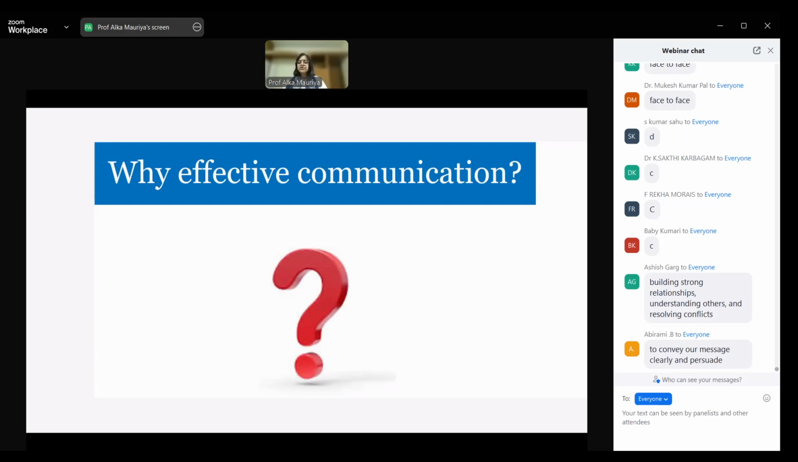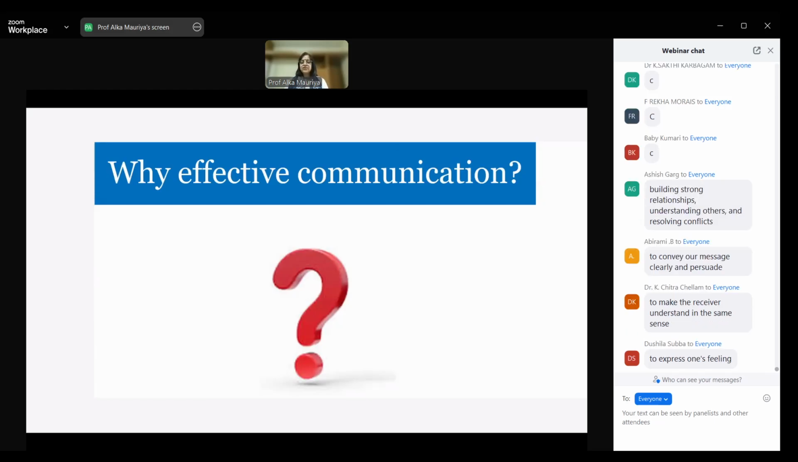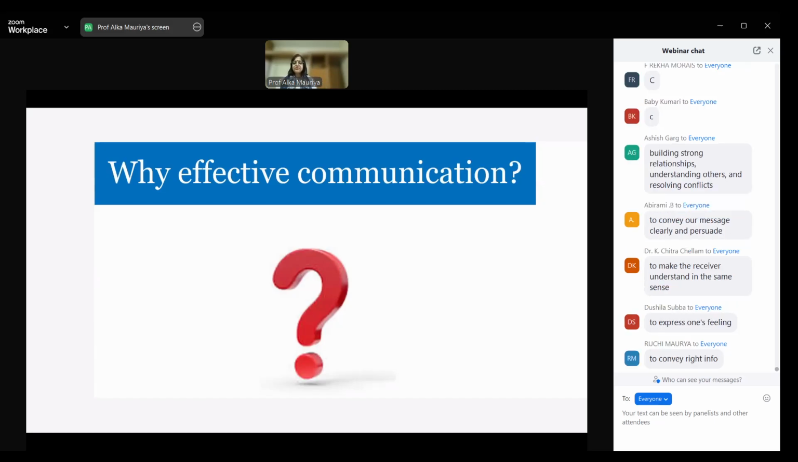Building strong relationships, understanding others, and resolving conflicts. Good. To convey our message clearly and persuade. To make the receiver understand in the same sense. Good, Dr. Chitra. To express one's feeling. Good, Professor Doshila. To convey right info, Professor Ruchi. Same surname as mine, Ruchi Mauriya. To convey right info, fine, good.